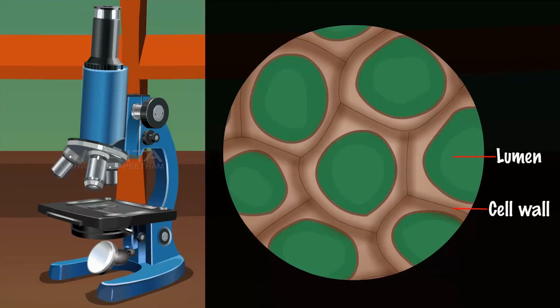The cell contains little or no protoplasm. Nucleus is absent in the cell. The cell contains empty vacuoles that are called lumen.